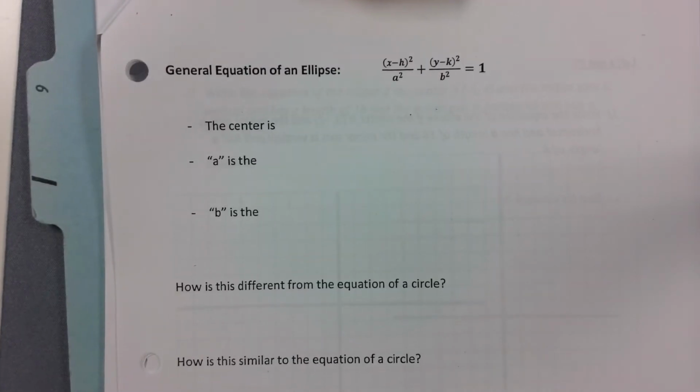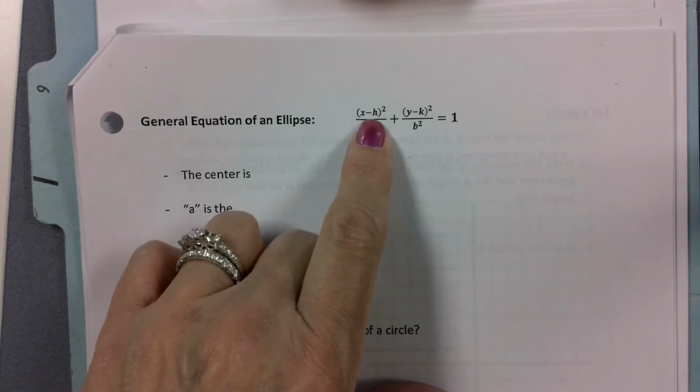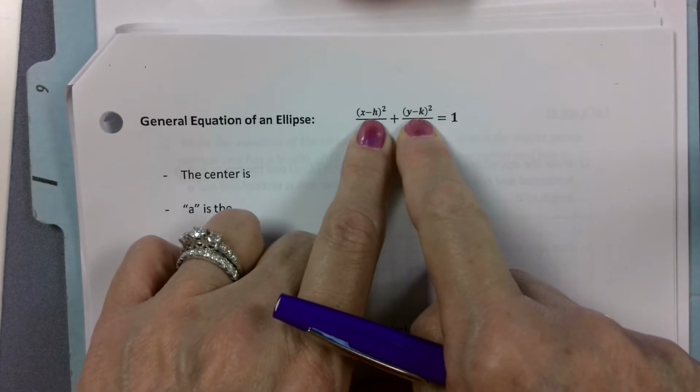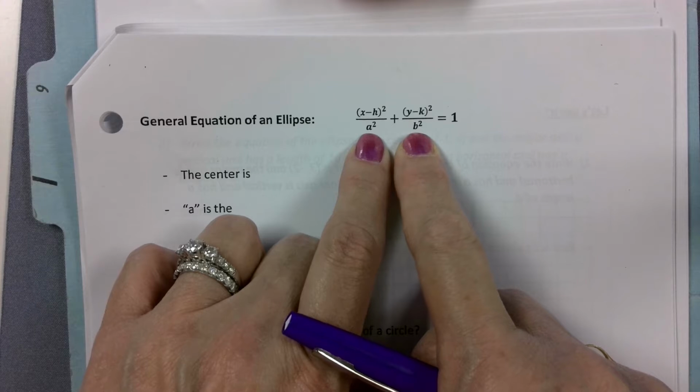The general equation of an ellipse. That's the top of the next page. Now the first thing I want you to notice is the difference between this and the equation of a circle. Well, at the same time that we look at the difference, we can also be looking for similarities. Like this part right here and this part right here looks like the equation of a circle, doesn't it? But these underneath here do not, do they?